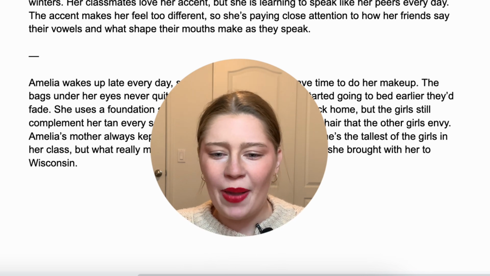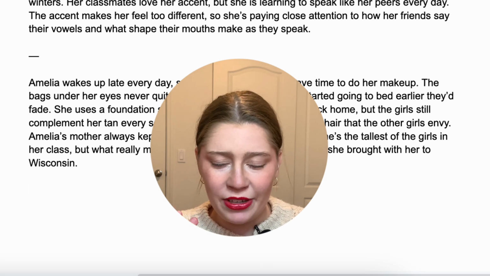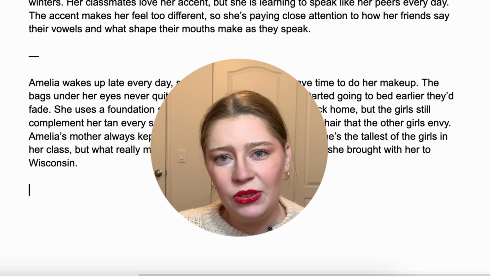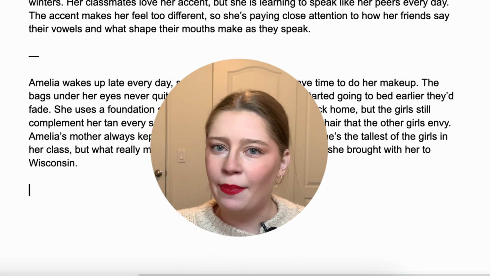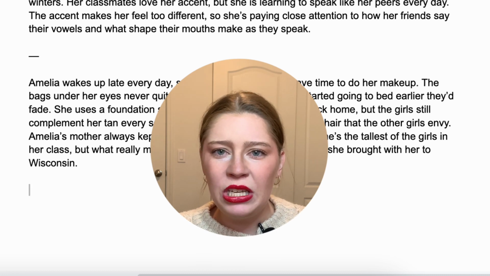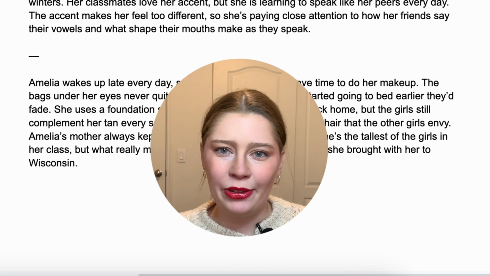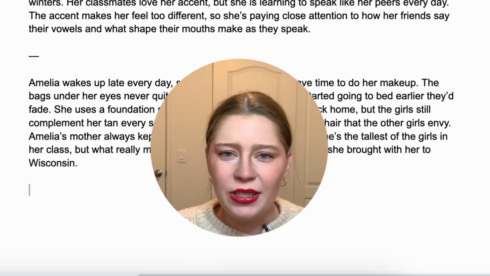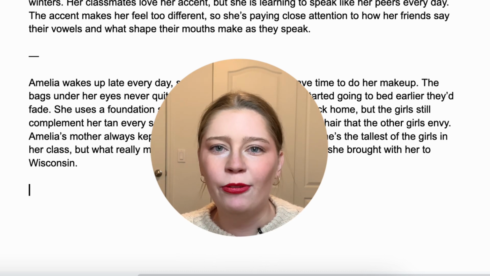So learning that Amelia wakes up late, but she still does her makeup every day and chooses to skip breakfast, I think says a lot about Amelia. I think whether you would choose to skip breakfast or skip your makeup says a lot about you. And we see that her foundation is lighter than it was back home, so maybe she's trying to lighten her skin to blend in with the girls at school a little bit more. So we are still getting that sense of her insecurity. We're still seeing that she sees herself as different from the rest of her peers.